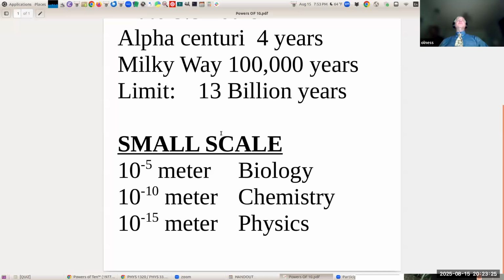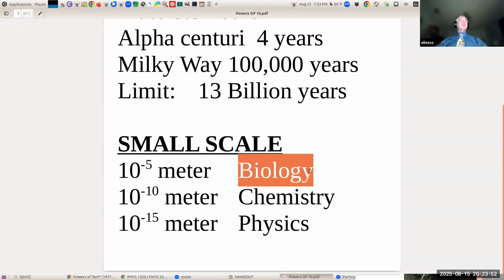It also goes down to the small scale, and there are lots of distances. But the one I'd like you to remember in this case, I'd like you to remember three numbers: 10 to the minus 5, 10 to the minus 10, and 10 to the minus 15. And those are the scales of biology, chemistry, and physics. Okay, and when you're down at 10 to the minus 5 meters, that's the scale of DNA. So you'll see that's the scale of DNA inside the cells in biology.